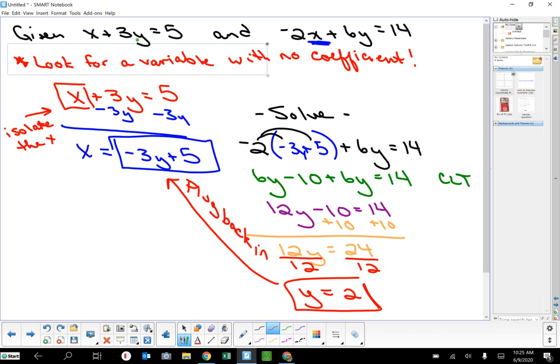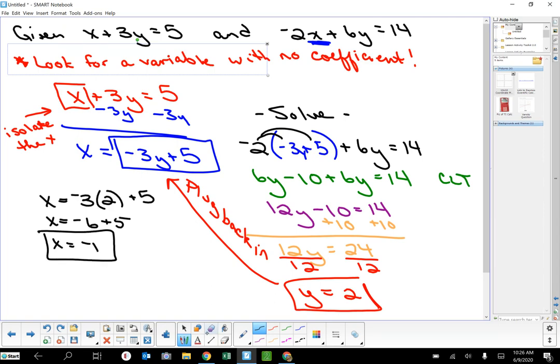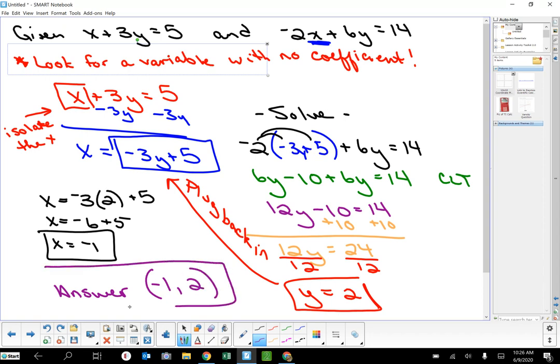Now when you get that solution, you need to plug it back in here to solve for the x variable. You always have to have x equals and y equals. So x equals negative 3 times 2 plus 5. X is negative 6 plus 5. X is negative 1. And so my answer to this, remember it's always an ordered pair, is negative 1 comma 2. If you were doing these on paper, probably a check would be required. In Varsity, it will check for you.